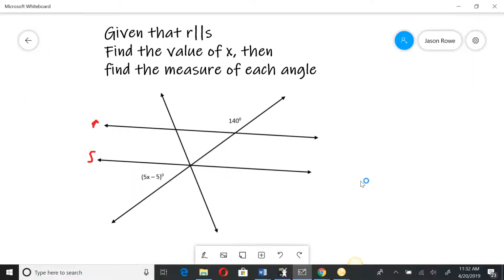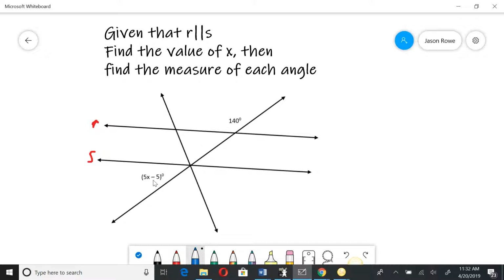It says given that R is parallel to S, so we know that these two lines are parallel to each other. We want to find the value of x and then use that value to find the measure of the missing angle. So we already know this angle is 140, so we're really just trying to figure out what this angle is. That's after we find the value for x. So we need to know what the relationship between this angle and this angle is.